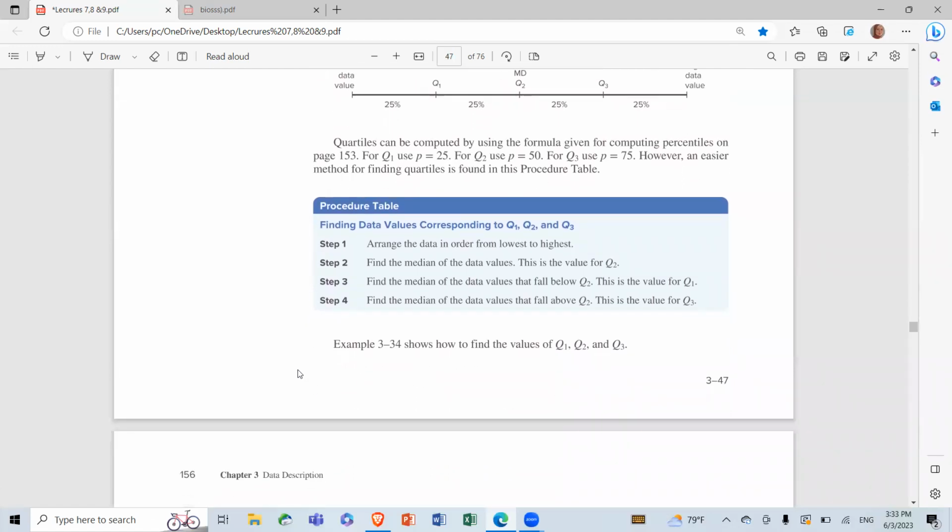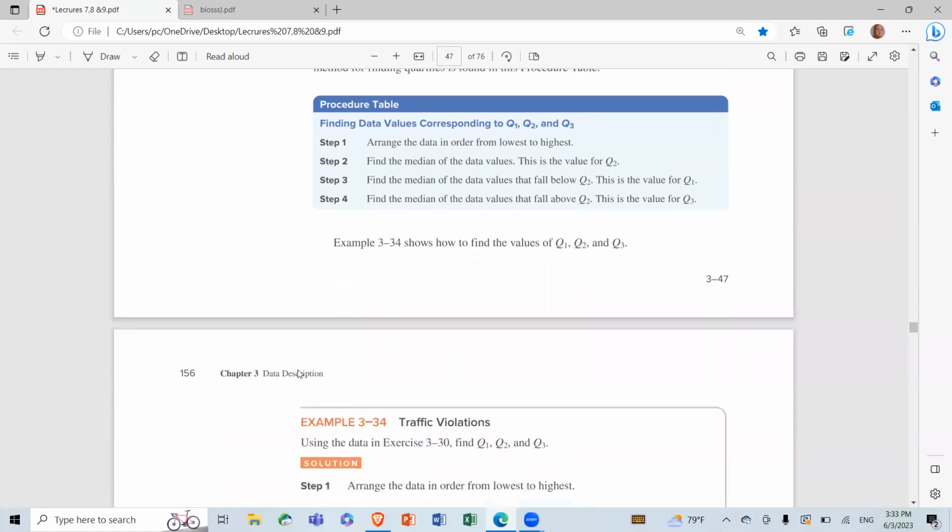Procedure table for finding the data values corresponding to Q1, Q2, Q3. Now we will use the steps. Arrange the data in order from the lowest to the highest. Find the median of the data values. This is the value for Q2.